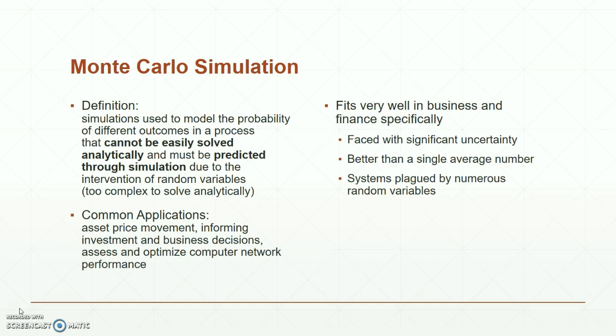Also, it's really great when systems are plagued by numerous random variables. So some of the common applications you'll see are asset price movement, informing investment and business decisions, and assessing and optimizing computer network performance. So there are some really great applications for it, especially in places where you have significant uncertainty.